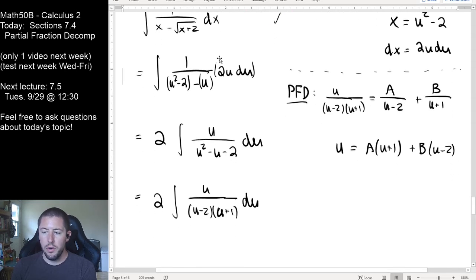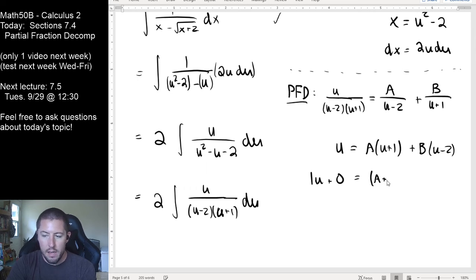And again, now I want to find out what my A and my B are going to be. You should notice in this case now, this is more like 1u plus 0 equals, well, how much u stuff do I have over here? I have A u's and I have B u's for a total of A plus B u's. For my constant stuff, I have 1A minus 2B.